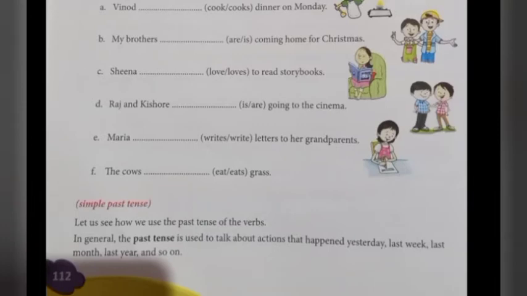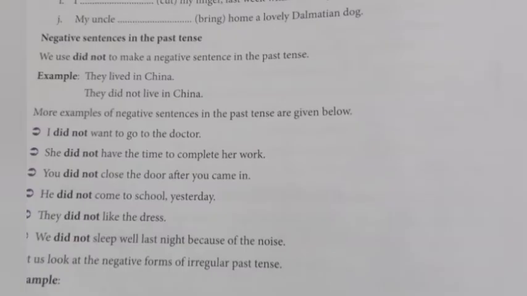Okay. Now come to simple past tense. So in our last class we have studied about present tense, right? So what is present tense? Which is happening now is present, and what is past? Which has happened sometime before is past. Okay. So past tense means the actions that have happened yesterday, last week, last month, last year. Okay. Previously, what has happened, that is past tense. Okay. So we shall see what is past tense.